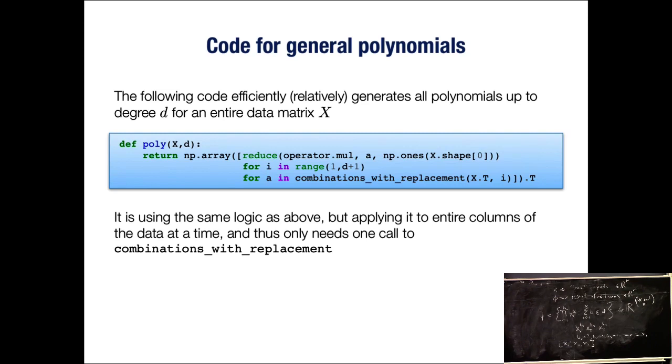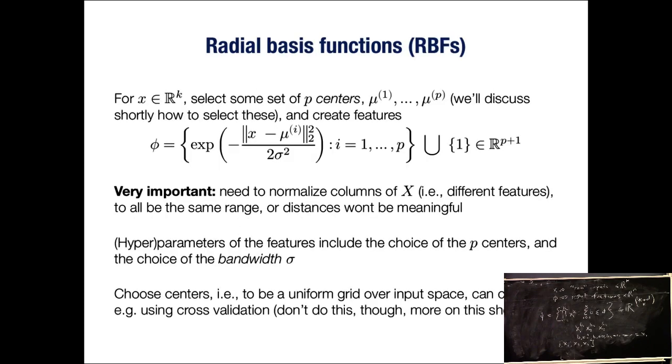Okay, so that was the general case of polynomials. Let's talk about one more type of feature vector, which I think is actually one of the most useful in practice. And again, this being a practical data science course, I would say this is probably the single most important generic nonlinear feature you should be familiar with. These are called radial basis functions, or just RBFs for short. So an RBF is a feature of the following type.